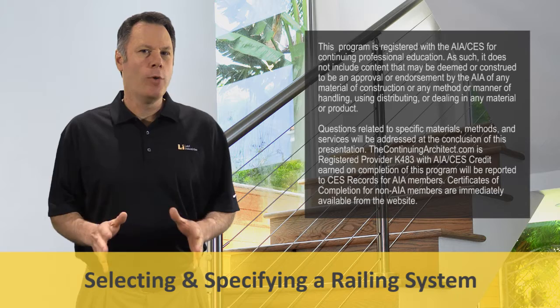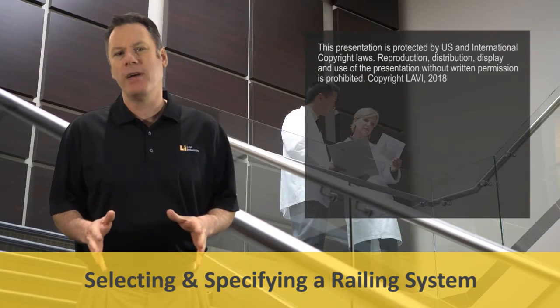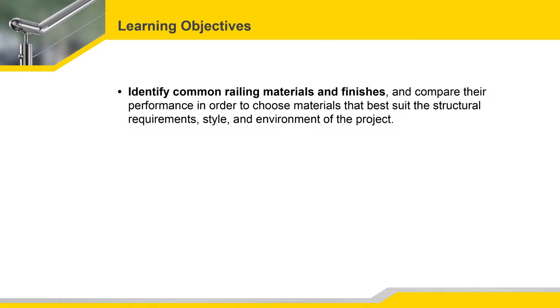This course provides an overview of the important factors that need to be considered when selecting and specifying a railing system for a commercial or residential project. At the end of this program, you will be able to identify common railing materials and finishes and compare their performance in order to choose materials that best suit the structural requirements, style, and environment of the project.